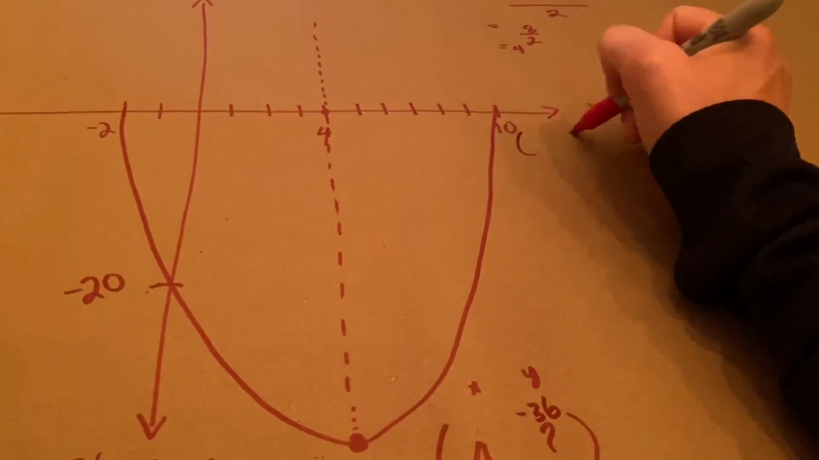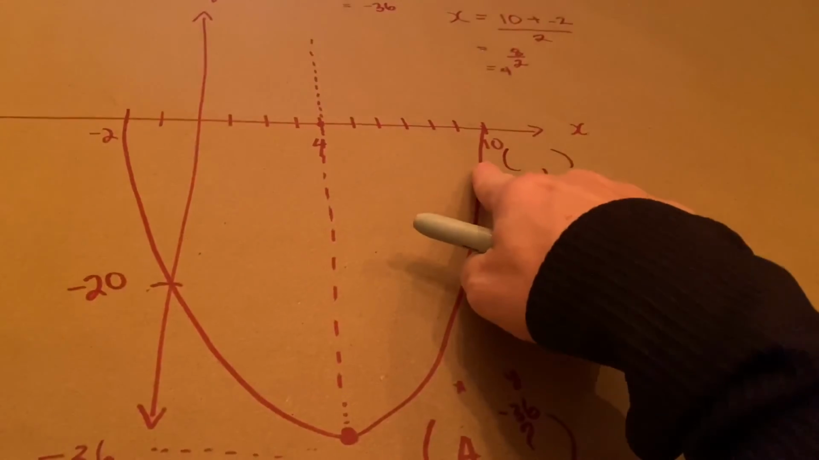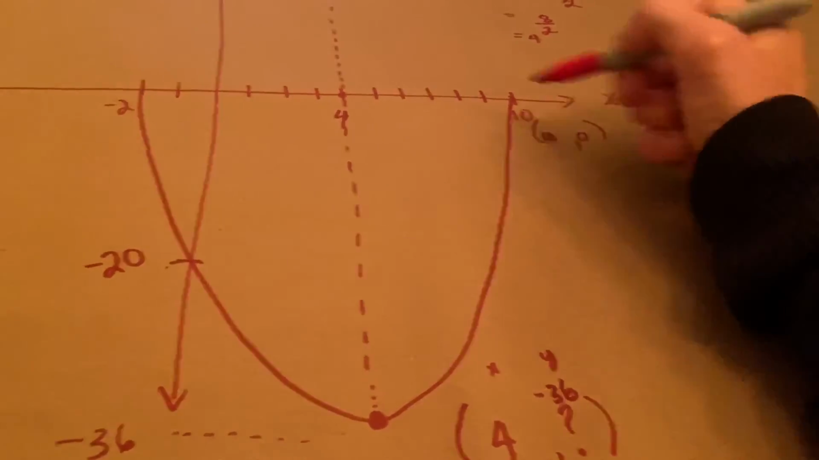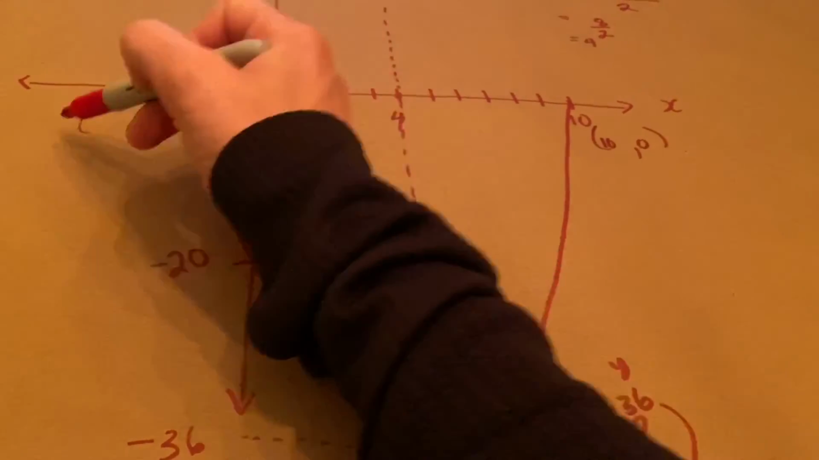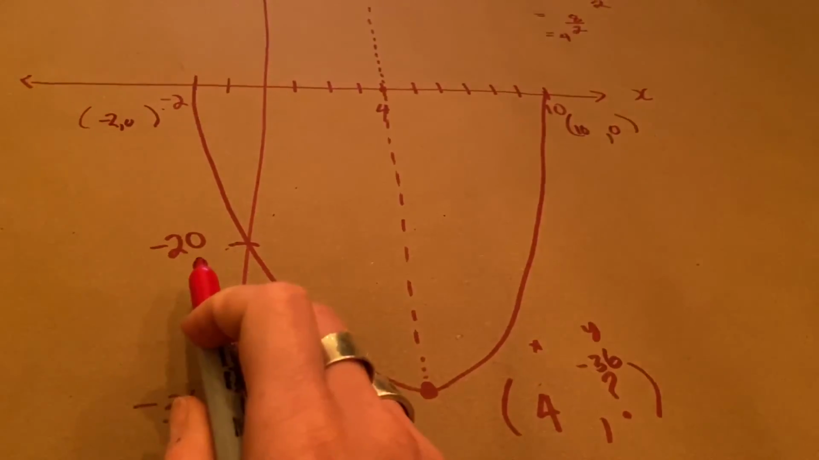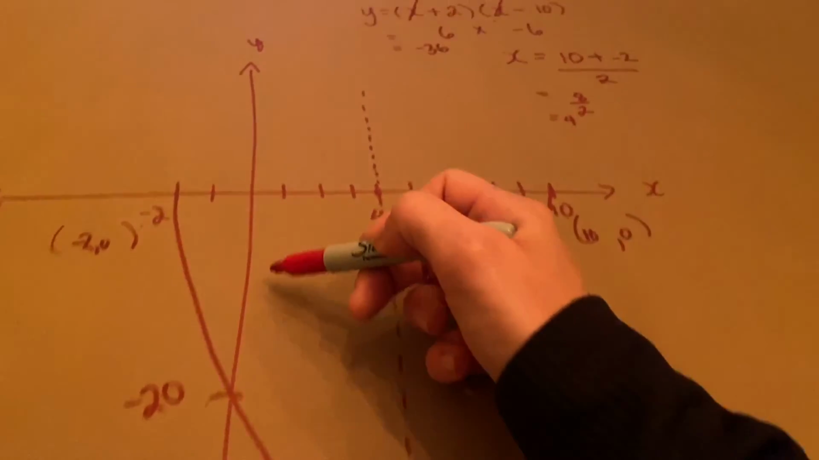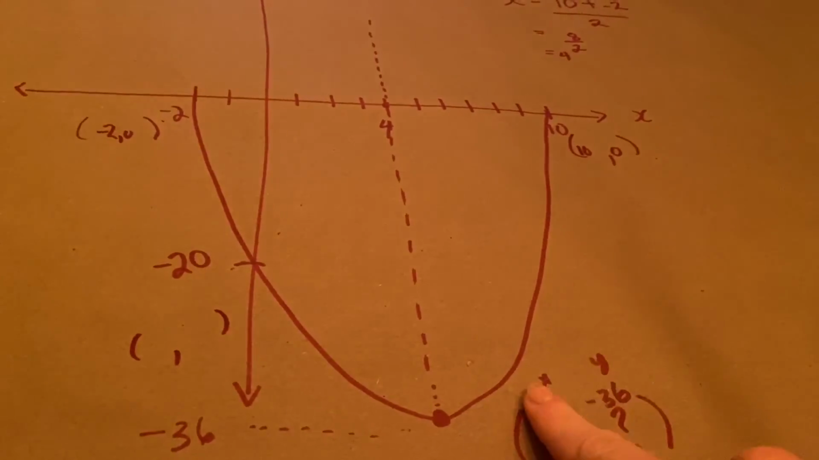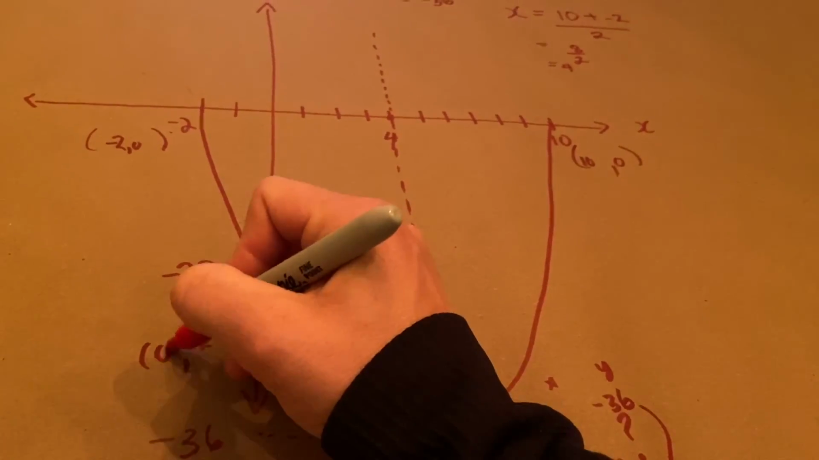Let's write our x-intercepts. Remember, x comes first and then y. 10 is an x, so it has to come first, and then 0. Over here, our x comes first, which is minus 2, and then 0. Here, when we have our y-intercept, this is a y. Minus 20 is on the y-axis. So it can't come first, it has to come second. So here's my minus 20, and here's my 0.